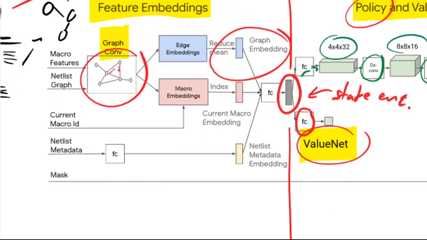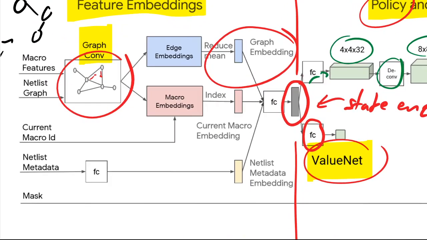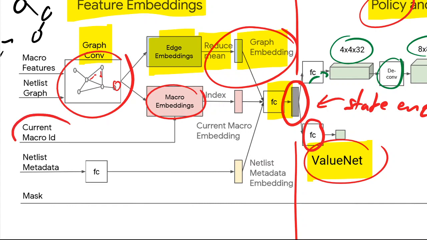But ultimately, they get embeddings, these edge embeddings, out of this graph, and they simply take the mean to get the graph embeddings, and that goes into their state embeddings, right? Along with that, they also have the macro embeddings, which are the nodes here, the things to be placed, along with the current macro ID. This is which one you need to place right now.